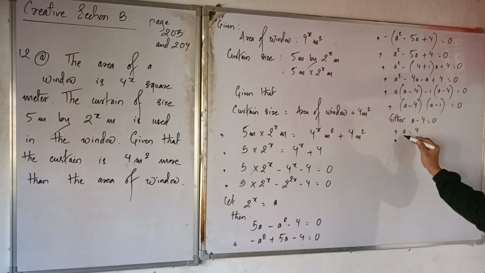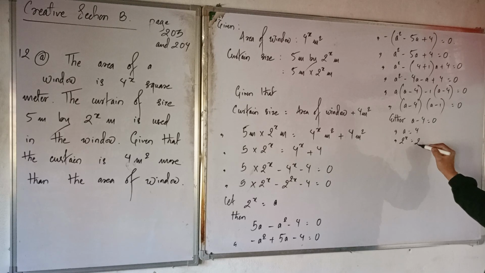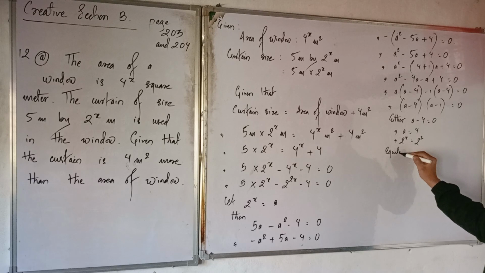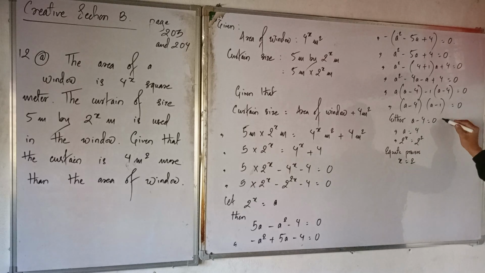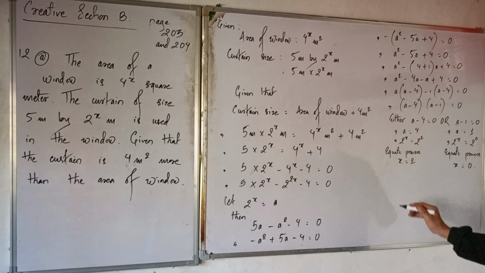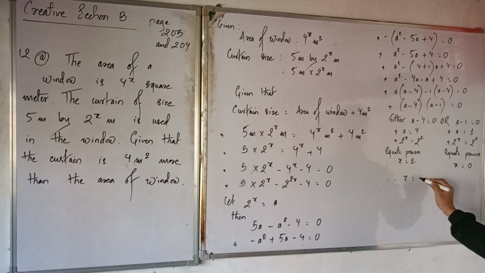Now replace back the value of a by 2 power x. 4 can be expressed as 2 power 2. Equate powers, and you will get x equals 2. Similarly, a minus 1 equals 0 or a equals 1, so 2 power x equals 1, and since 2 power 0 equals 1, equating powers you will get x equals 0. So there will be two values for x: one is x equals 2 and the other is 0.